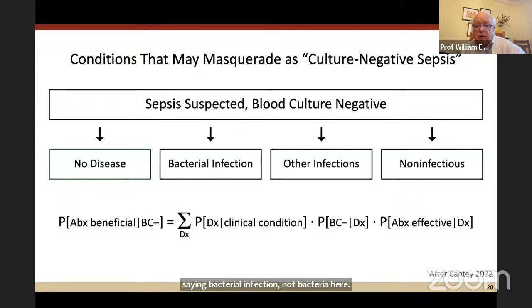And then the equation that I would write, which is leveraged off of Canty's suggestion, is: what is the probability that antibiotics will be beneficial in a baby who is ill, but the blood culture is negative?